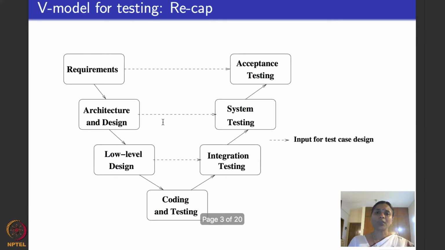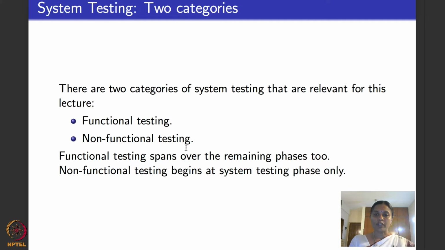Non-functional testing typically begins only at the system level. We don't really do non-functional testing here at coding and unit testing or at integration testing, but the work for non-functional testing, as we saw in the V model, begins along with requirements, architecture and design. Typically, it is the architecture that caters to quality parameters. The work in terms of what to test for, inputs for test case design, gets readied here. Actual testing happens here. So our focus is on non-functional testing.